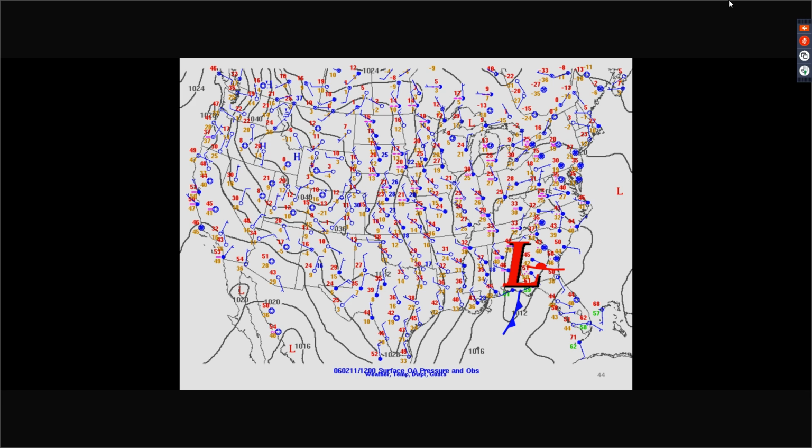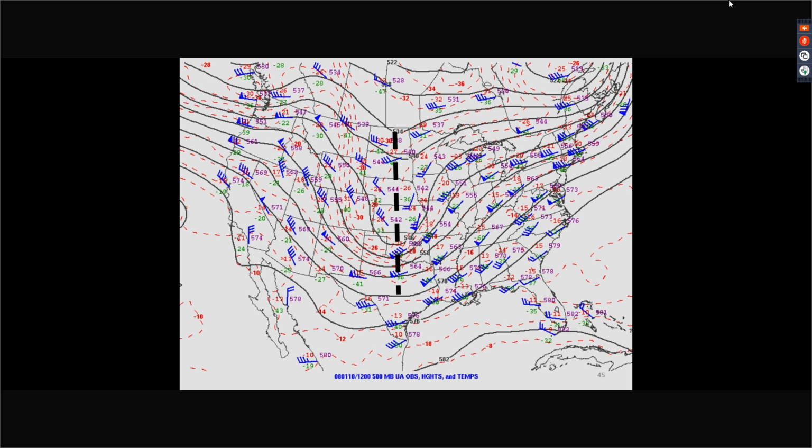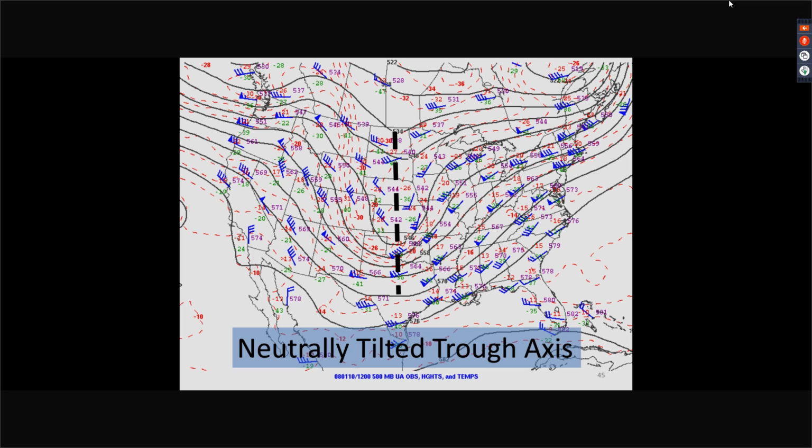Also, I want you to notice that the axis of the trough, from the Great Lakes down into Texas, is not very well co-located with the upper part of the system. The surface low is way out ahead of that upper trough. Here's an example of what's known as a neutrally tilted trough axis.